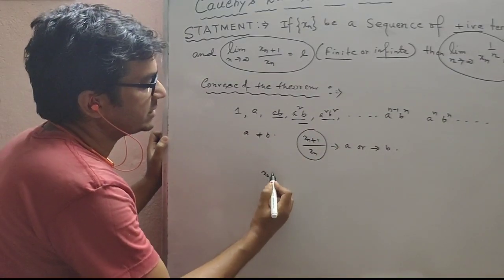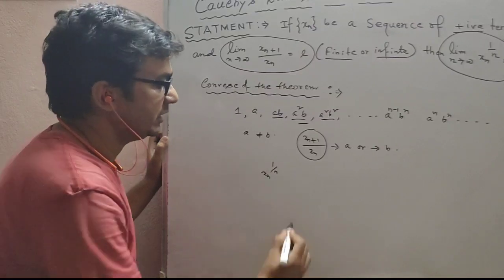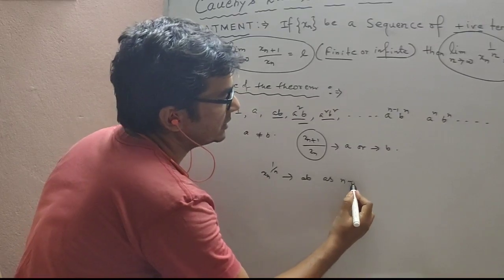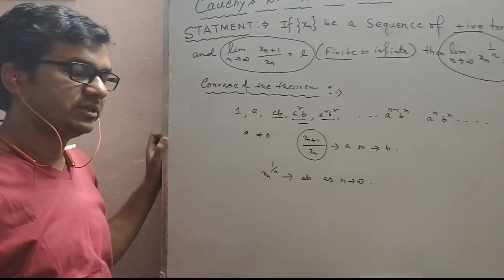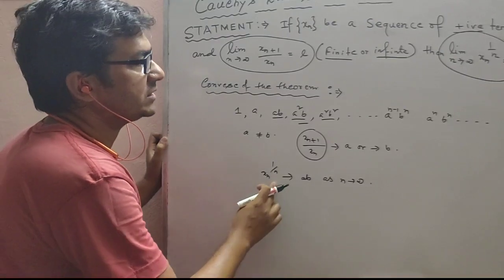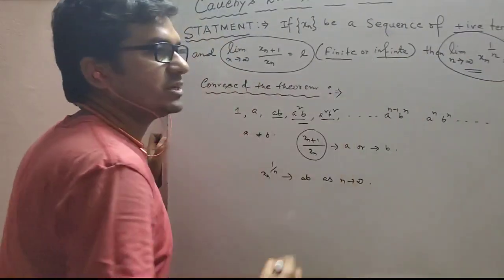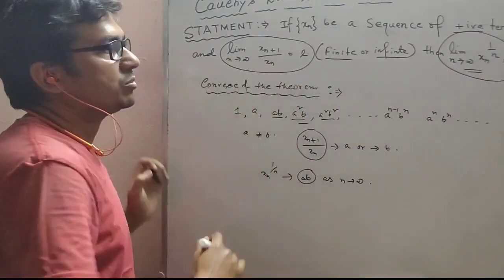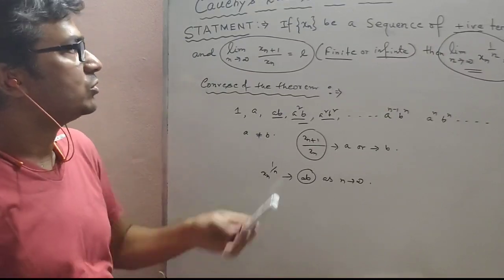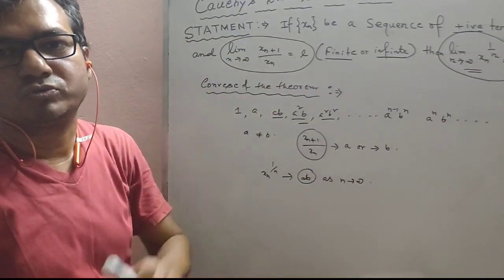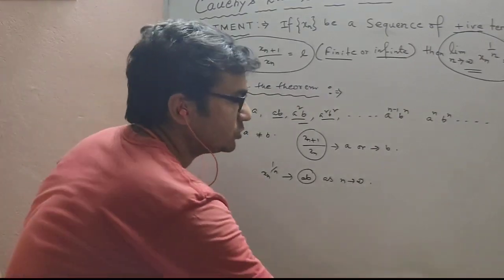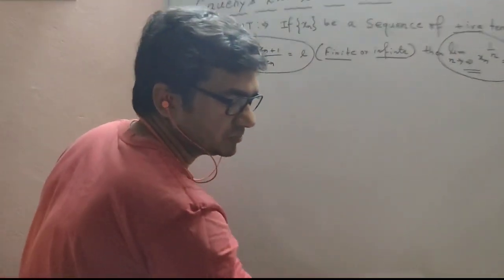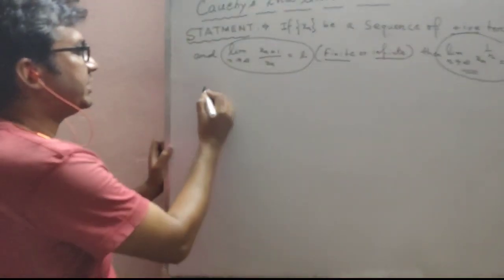But here xn to the power 1 by n tends to the square root of ab as n tends to infinity. So we say that this is convergent, and we get the limit L as the square root of ab, but the ratio is not convergent. So the converse of Cauchy's second limit theorem is not true. Now we go to the application of this theorem.